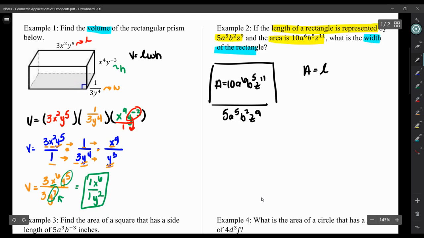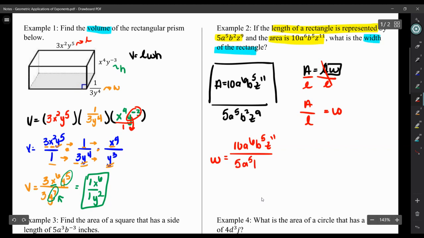Well, if area is length times width, and I want to solve this for the width, we're going to have to divide out length. So our width will be the area divided by the length. We have both of those. So width is the area, 10a to the 6th, b to the 5th, z to the 11th, over the side length, 5a to the 5th, b squared, z to the 9th. Now that we have set up the problem, solve it using either the exponent rules or expansion. So forget the exponents for a moment. 10 divided by 5 is 2, 2 over 1.